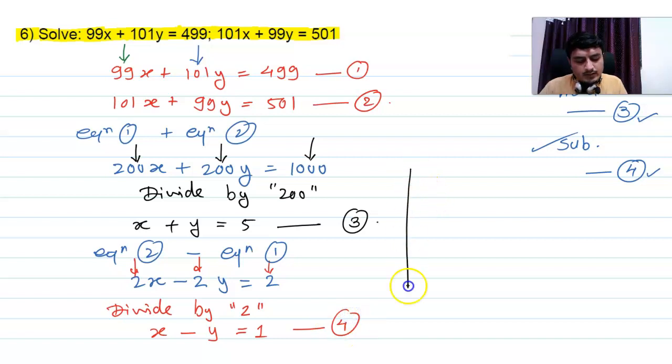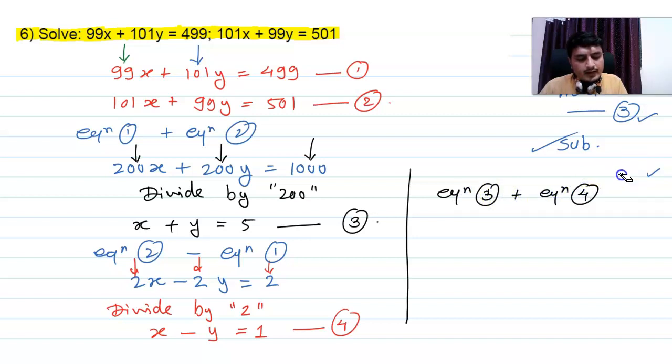Look at equations 3 and 4 carefully. Try to simplify them simultaneously so that we get the required values of x and y. Now y has the coefficients plus 1 and minus 1. So what will happen once we add them up? 1 minus 1 becomes 0. That means we eliminated y once we add up equations 3 and 4. So next I am writing equation 3 plus equation 4.